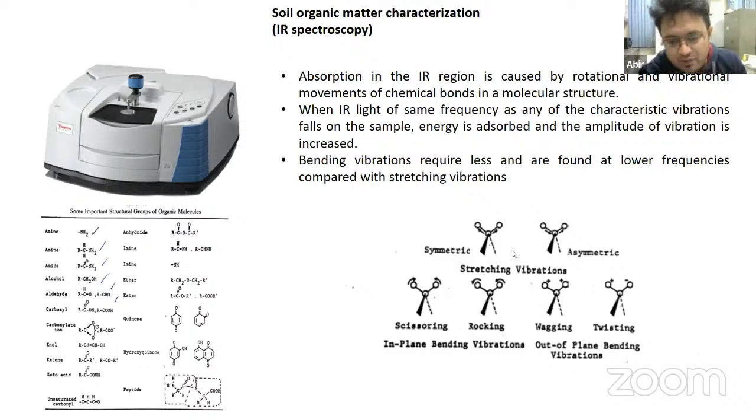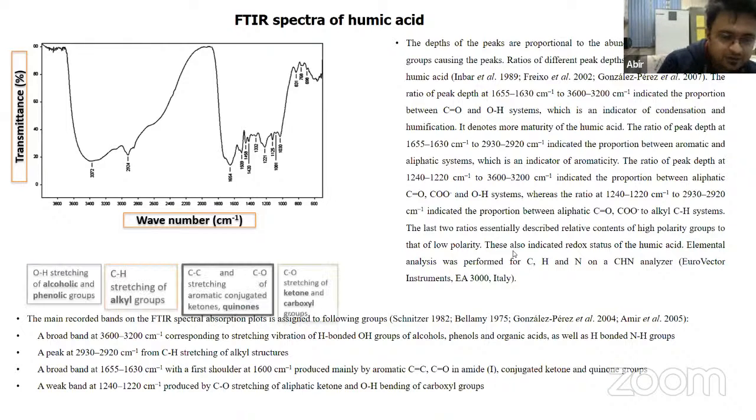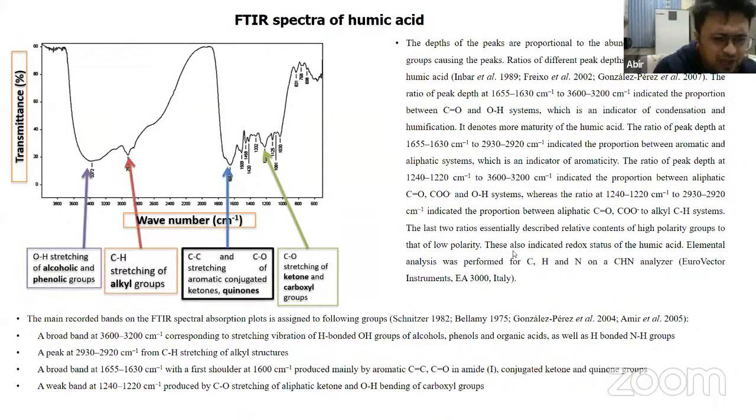So there are 4 types of bending vibrations: scissoring, rocking, wagging, and twisting. Based on that, that is basically the principle of IR spectroscopy. If we pass IR through this humic acid sample, then we may have this FTIR spectra of humic acid that we have done in our lab only. So this is the kind of graph we will have.